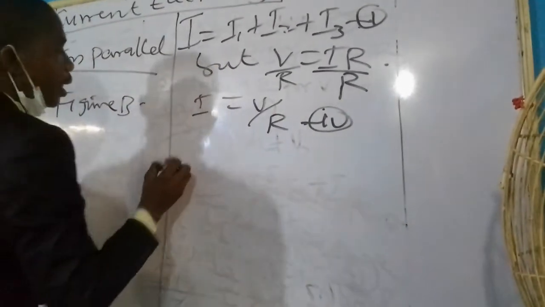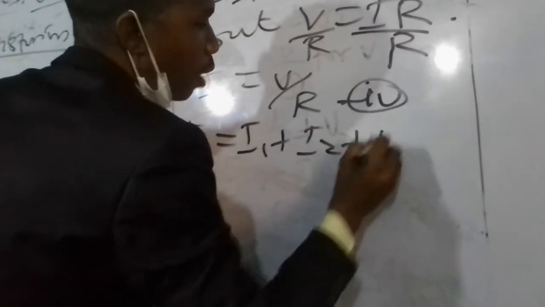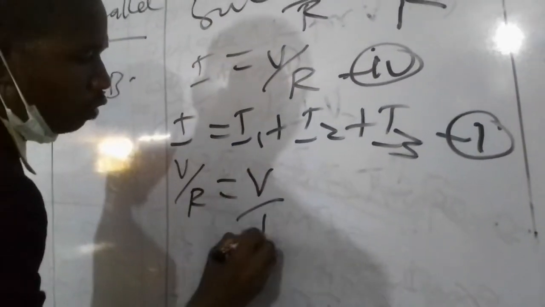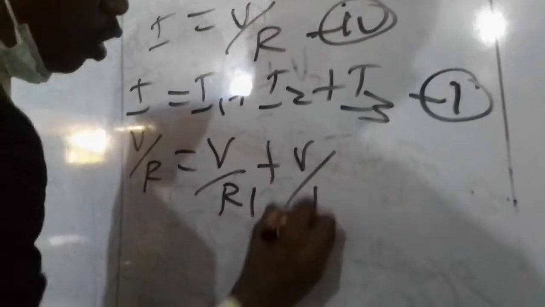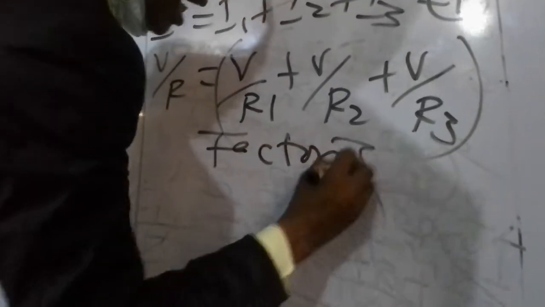That is, I equals to, let us recall our equation 1, I1 plus I2 plus what? I3. V is our equation 1. Anywhere we see I, call it V over R. That is V all over R equals to V all over what? R1 plus V all over R2 plus V all over what? R3. Then let's factorize. What is common to both sides is V.